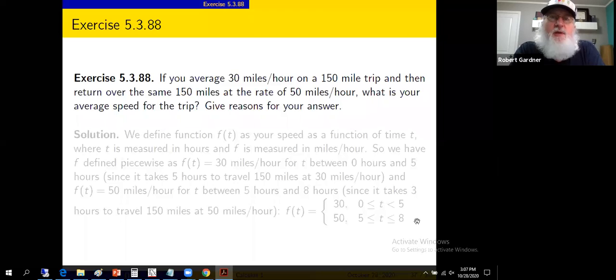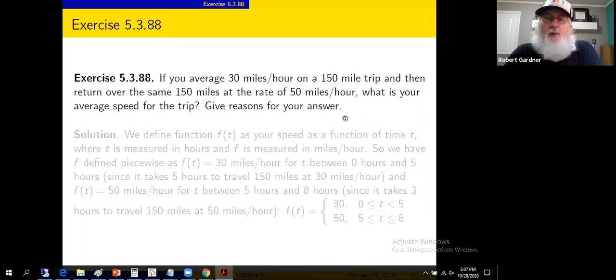Another somewhat more exotic average value function, it's told as a word problem. It says if you average 30 miles per hour on a 150-mile trip, and then you return over the same 150 miles at the rate of 50 miles per hour, what is your average speed for the trip? Give reasons for your answer.